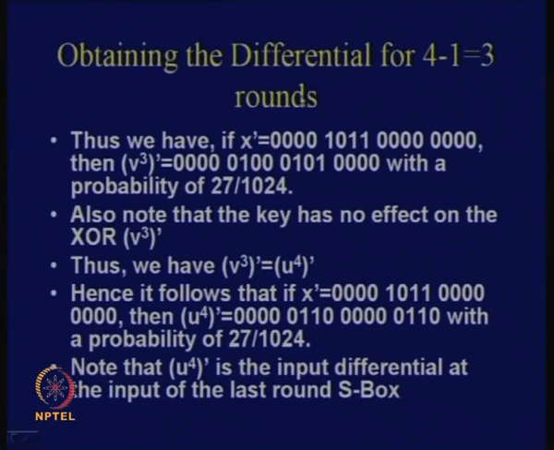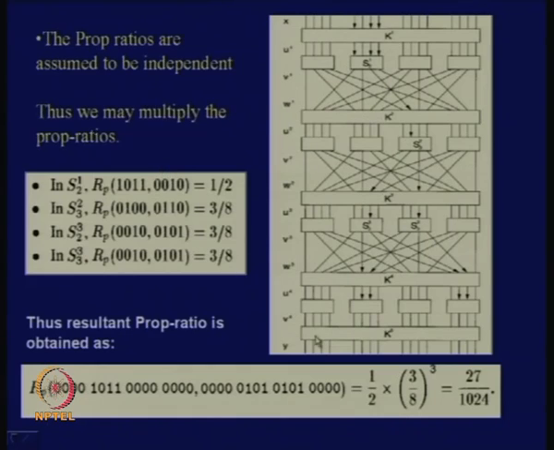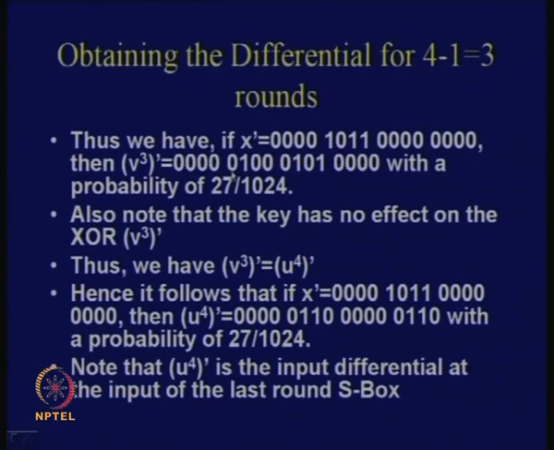Now we obtain the differential for 3 rounds, that is 4 minus 1, 3 rounds. So we have x dash equal to this, that is 4 zeros, 1 0 1 1 and 4 zeros, and therefore you see V3 dash. What was V3 dash? V3 dash was this particular location, right. So this is the differential at this location. V3 dash was equal to this value, that is 4 zeros, 0 1 0 0, 0 1 0 1 and 4 zeros, and this probability is equal to 27 by 1024. Also note that the key has no effect on the XOR V3 dash, and thus we have V3 dash equal to U4 dash. So therefore it passes.